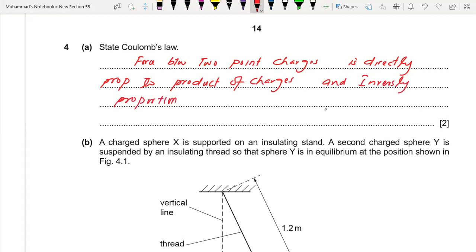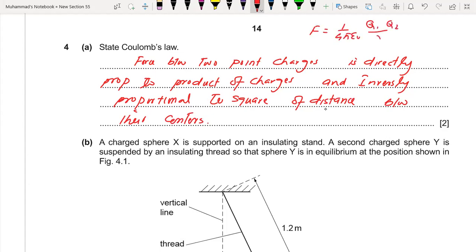proportional to the square of distance between their centers, or you can write the square of separation between them. You know this formula, that is 1 over 4 pi epsilon q1 q2 over r square. But you have to write this in the statement of words.